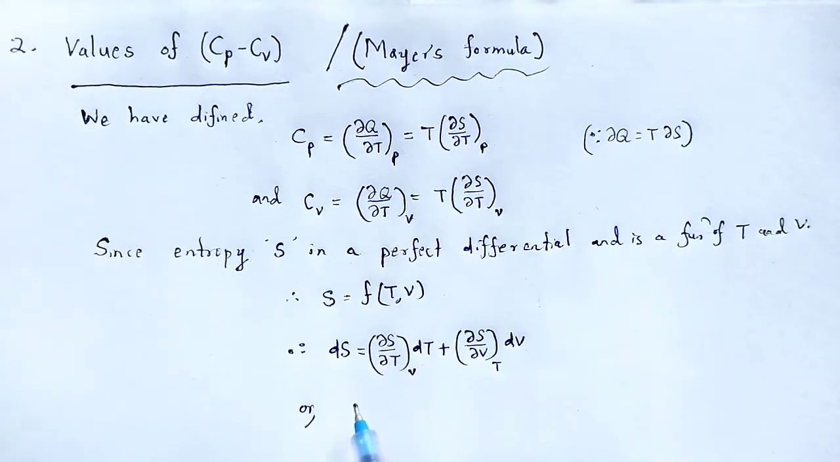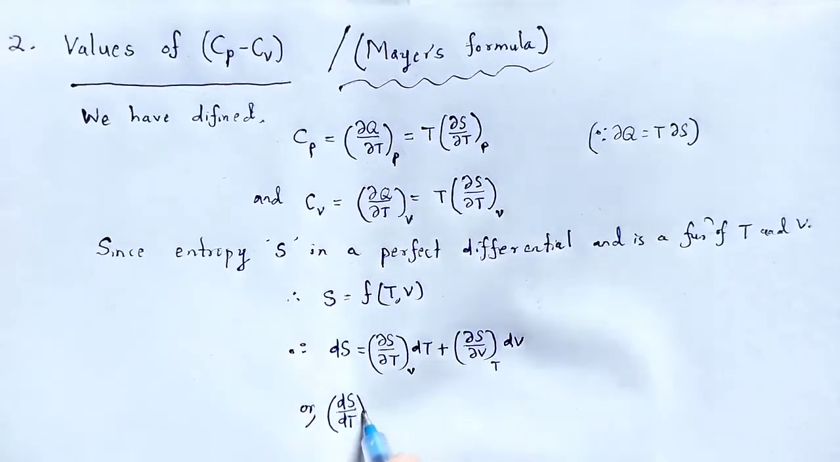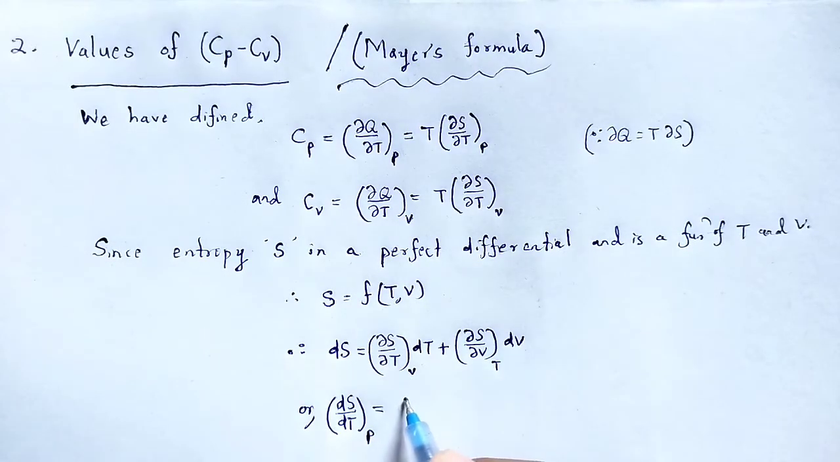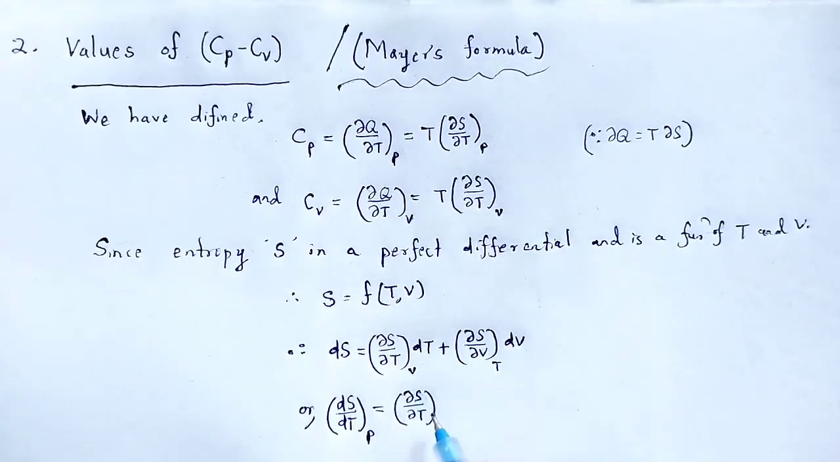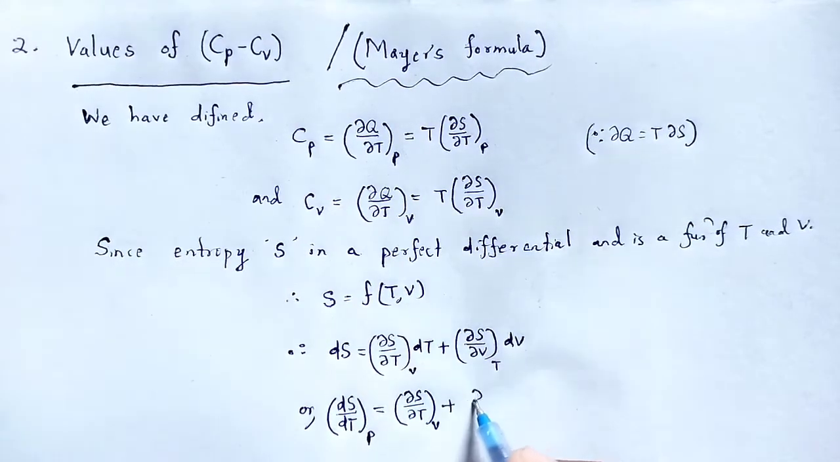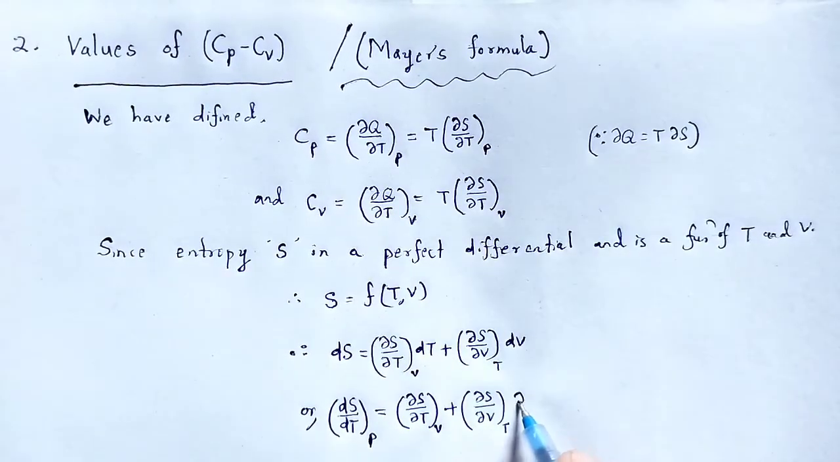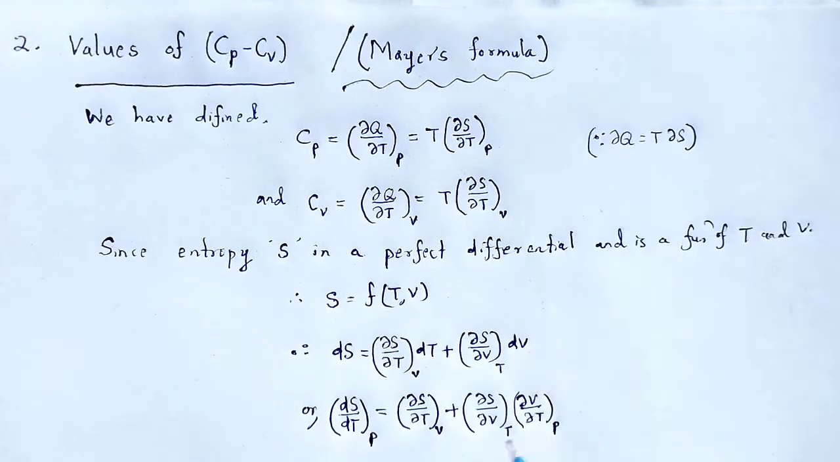Or dS by dT, we calculate dS by dT at constant pressure. What we find? That term will be del S by del T at constant volume, dT by dT cancels out, plus del S by del V at constant temperature into del V by del T at constant pressure.